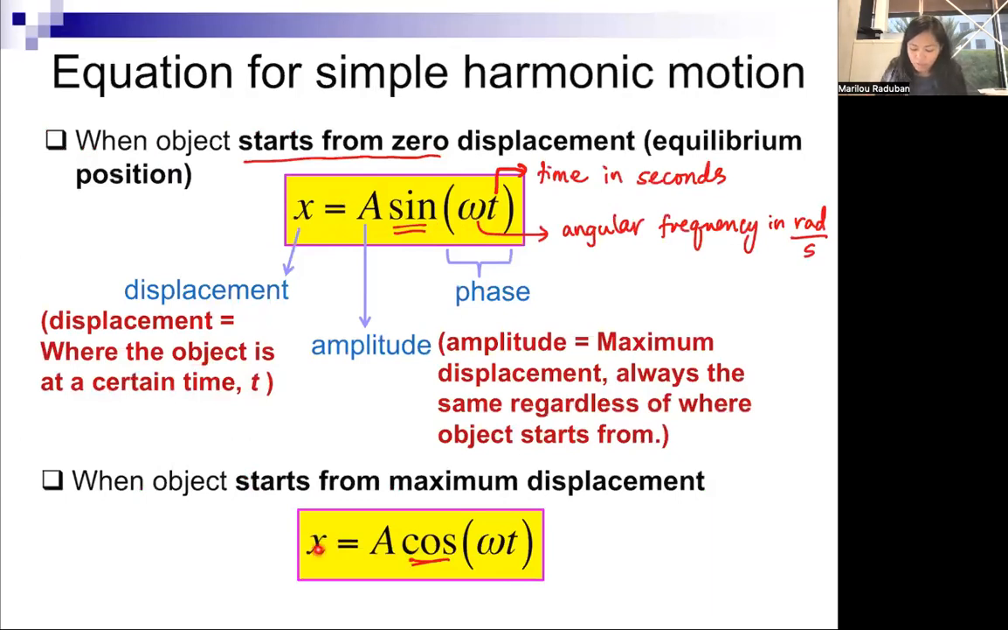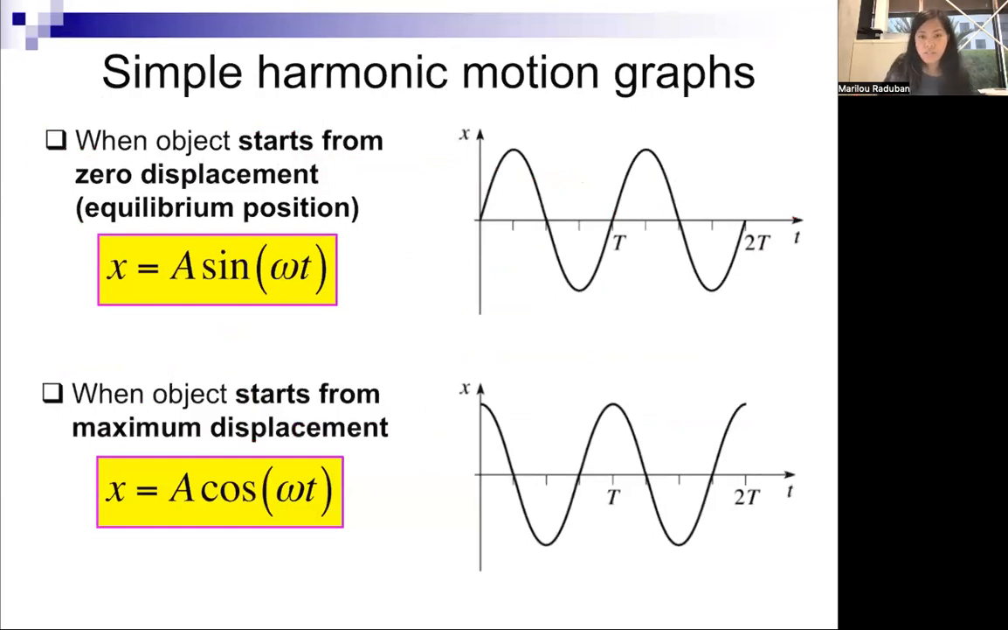Right. And similarly for the cosine function, they all mean the same. X is the displacement, A is the amplitude, omega is the angular frequency and t is the time. So really the only difference between these two equations is whether the object started from the zero displacement, from equilibrium, or from maximum displacement. All right, so let's look at the graphs for these two equations.